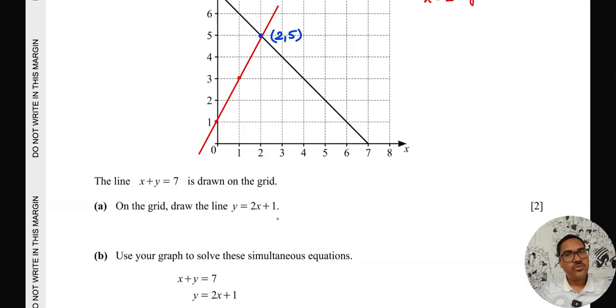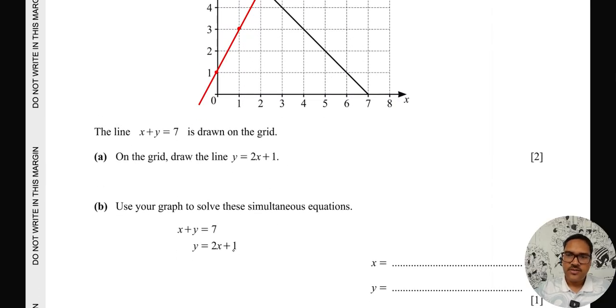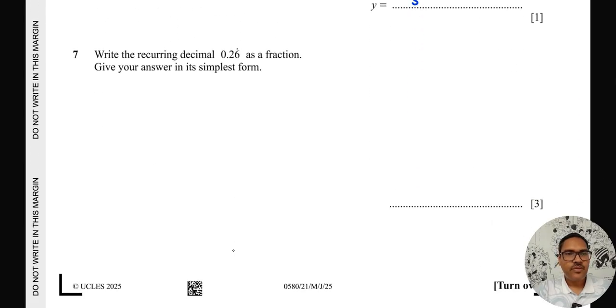That means this is satisfying both the equations. That is the solution of this. So x is equal to 2 and y is equal to 5. And you can verify also: if I put x equal to 2 and y equal to 5, 2 plus 5 is 7. And if I put x is equal to 2 here, 2 into 2 is 4, 4 plus 1 is equal to 5. That is satisfying. So this is the answer.